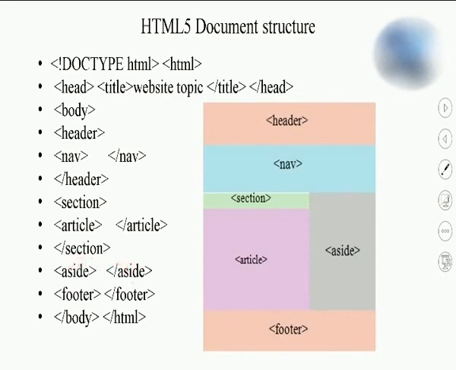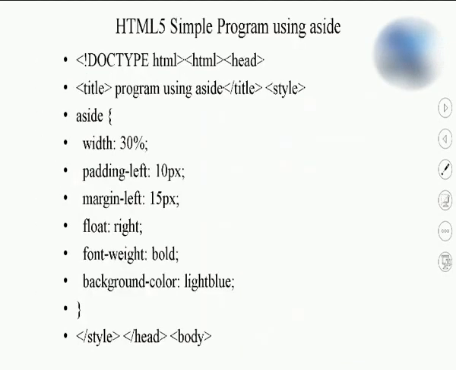Aside tag is used for keeping some information at a particular side of your web page. So here that can be extra information. Footer information comes at the bottom of the web page. So all these HTML5 semantic tags you should remember for the practical examination as well as for the online examination.